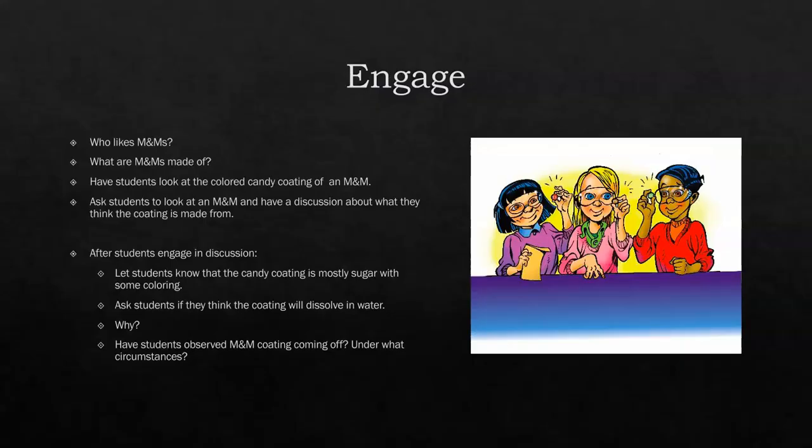So what are we going to do? Well, step one, we need to engage our students. We're going to ask them things like, who likes M&Ms? What are M&Ms made out of? You can have students look at the colored candy coating of an M&M and have a discussion about what they think the coating is made from. And you can do this through a think, pair, share, or a group interview, or you could just have them brainstorm and you're just writing lots of things down on a map. But there's lots of things that you can do.